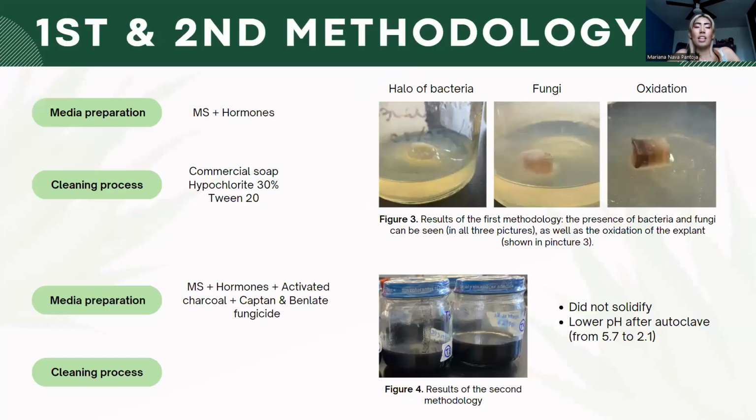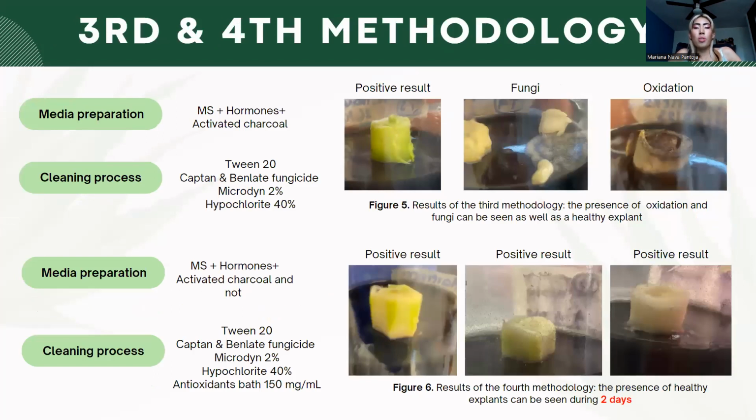For the results, we can see that in the first methodology, we had a lot of bacteria and fungi, and we also had a lot of oxidation. For the second methodology, we were not able to use it because the media did not solidify. This was due to the fact that by adding the antifungicals, we lowered the pH from 5.7 to 2.1 after the autoclaving process.